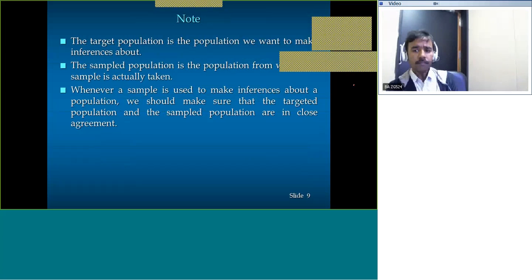There is an interesting point to understand: the difference between a target population and a sampled population. The target population is the population we want to make inferences about, and the sampled population is the population from which the sample is actually taken, the feasible one. In most cases we have to keep the target population and the sampled population as close as possible so that you will have an accurate result.